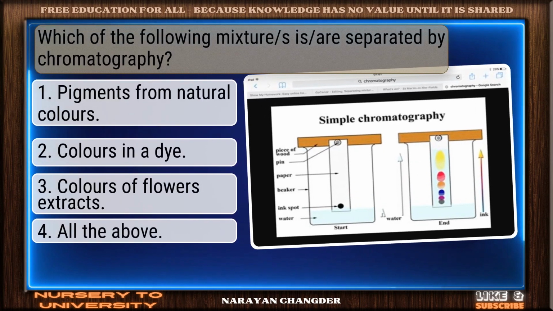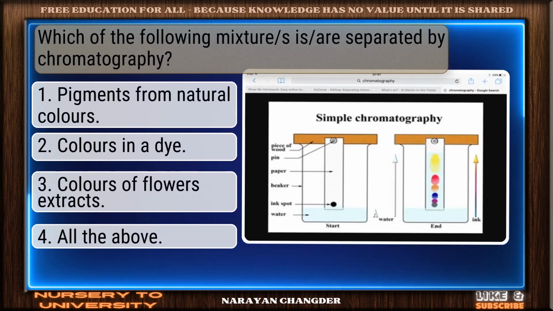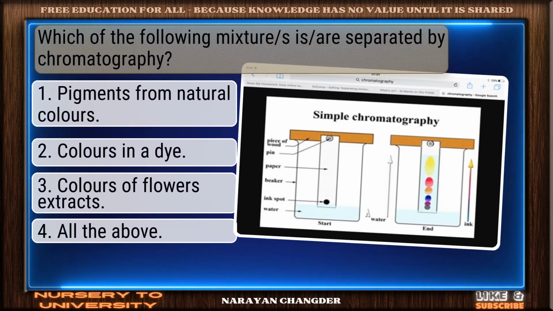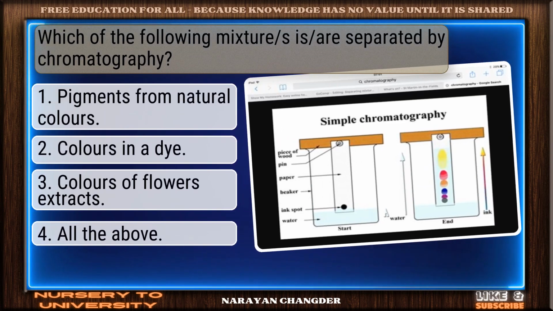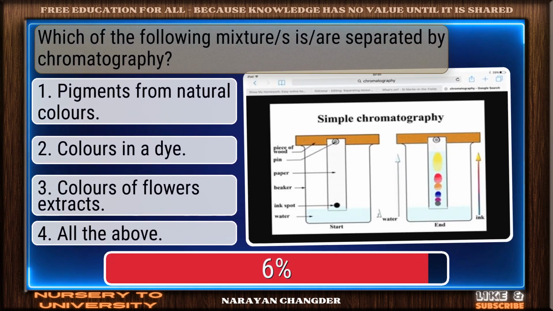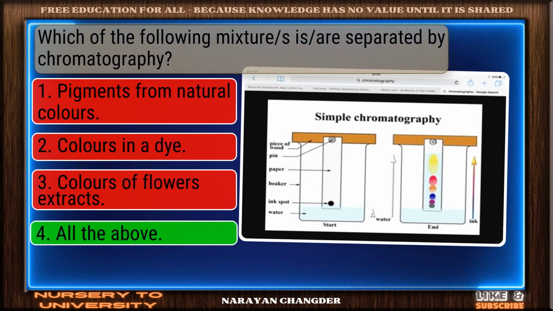Which of the following mixtures are separated by chromatography? Option 1, pigments from natural colors. Option 2, colors in a dye. Option 3, colors of flowers extracts. Option 4, all the above. You got it, all the above.